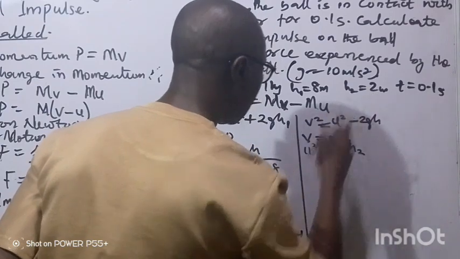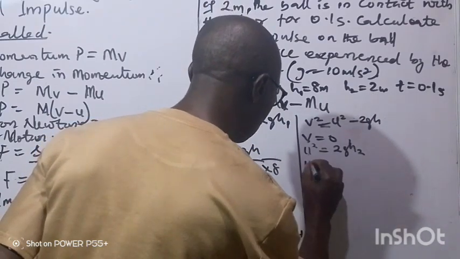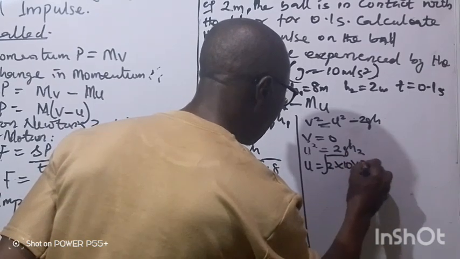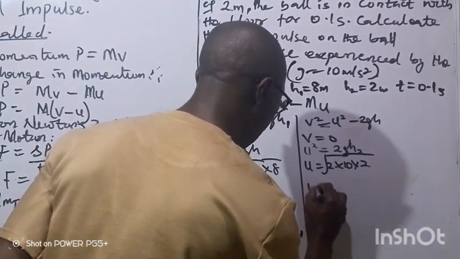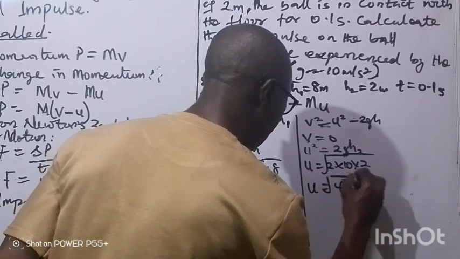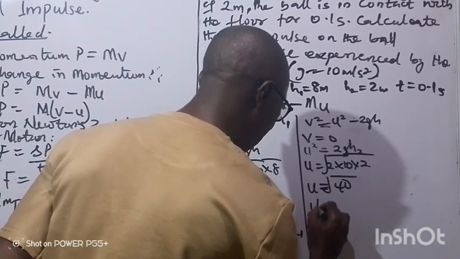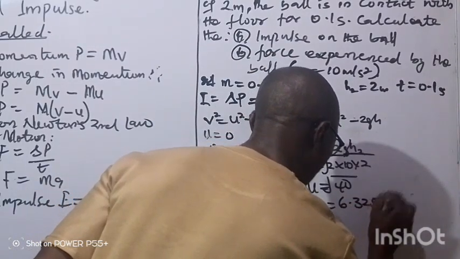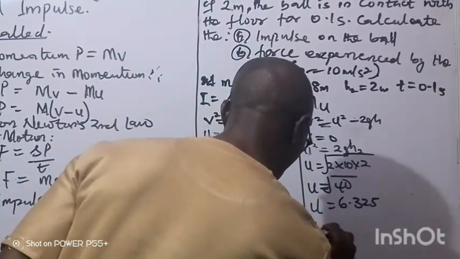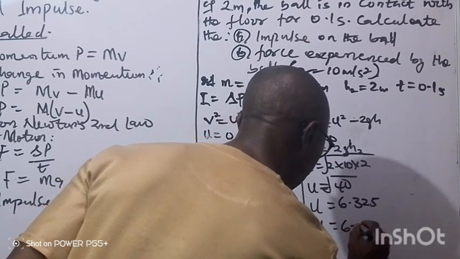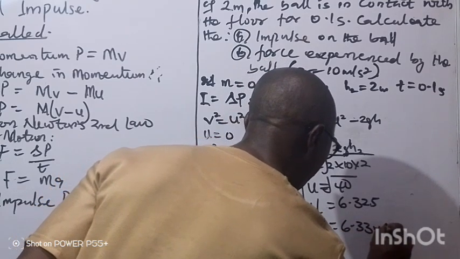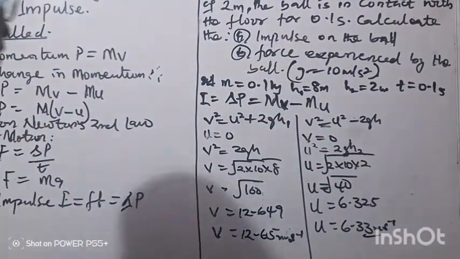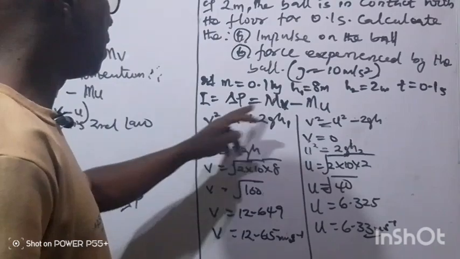So we are going to have u equal to the square root of 2 multiplied by 10 multiplied by 2. So without wasting time, u is equal to the square root of 40. And the square root of 40 will be equal to 6.325. And approximately, u will be equal to 6.33 meters per second.